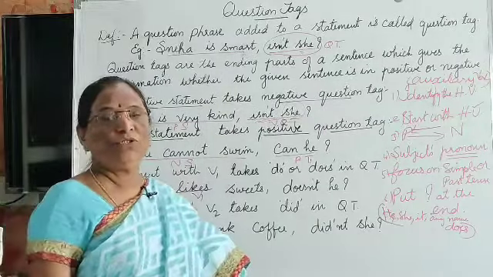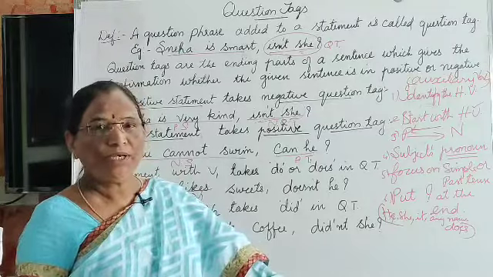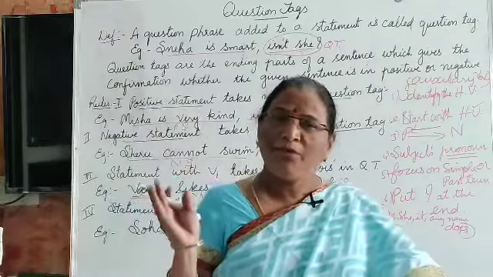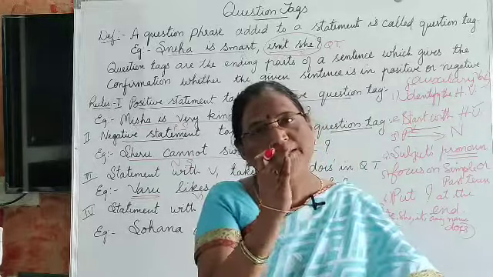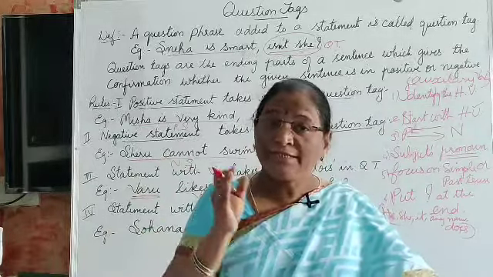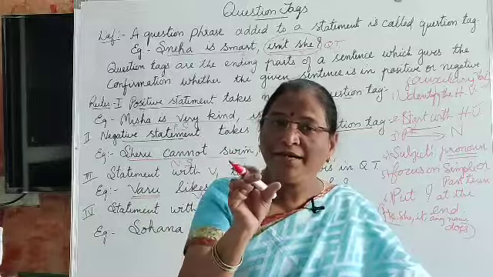So these things you have to keep in your mind. First is focus on the auxiliary verb. A positive statement takes a negative tag. A negative statement takes a positive tag. And start the tag with the helping verb.